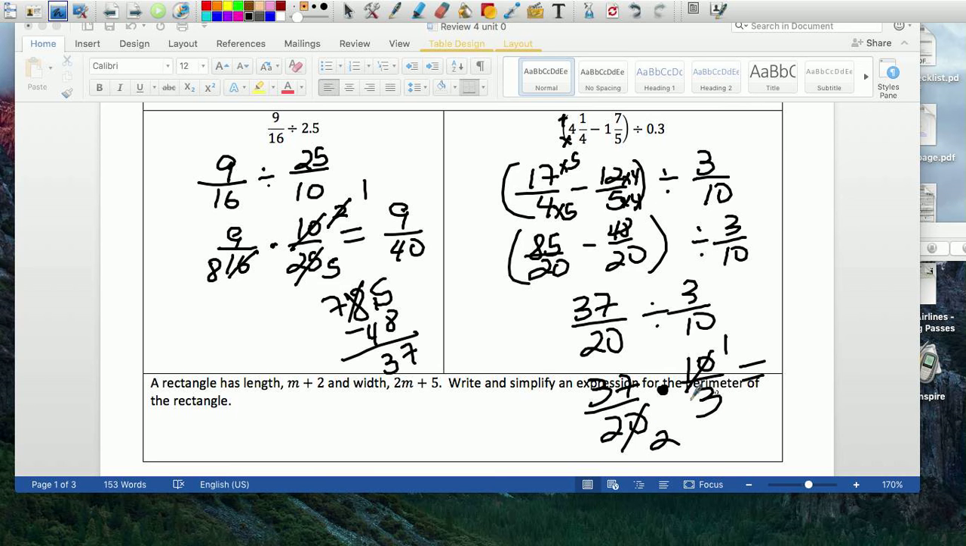Is there anything else I can simplify? 37 was 2, no. 37, 3, no. So 37 times 1 is 37, and at the bottom, 2 times 3 is 6. Final answer, 37 over 6. Well, I can change this to a mixed number. 6 goes into 37 6 times, 36, 1 left over. So 6 and 1 over 6. Okay.